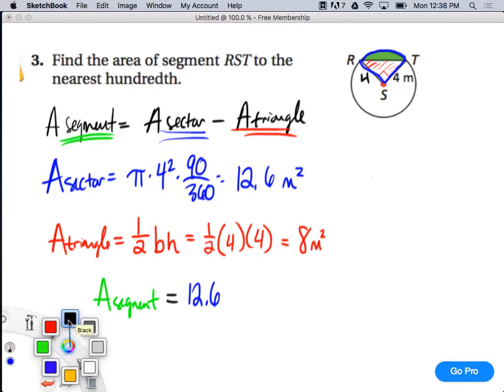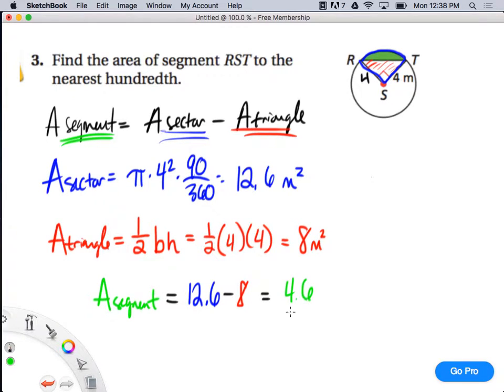12.6 minus the area of the triangle, which is 8. So once we find the sector, then we have to find the area of the triangle. And your answer is... Wait, why is it 1/2? Why is it 1/2? Because that's the area of a triangle.